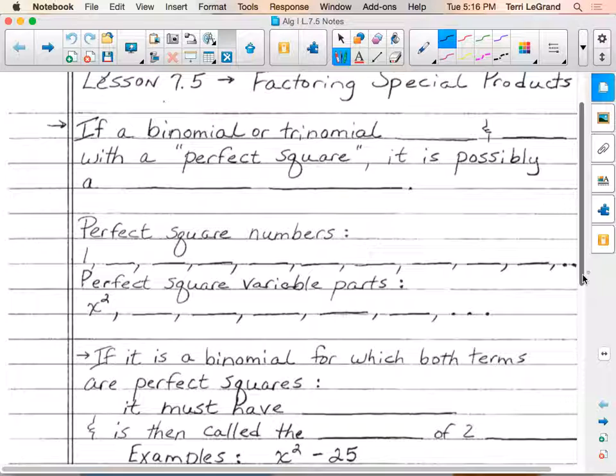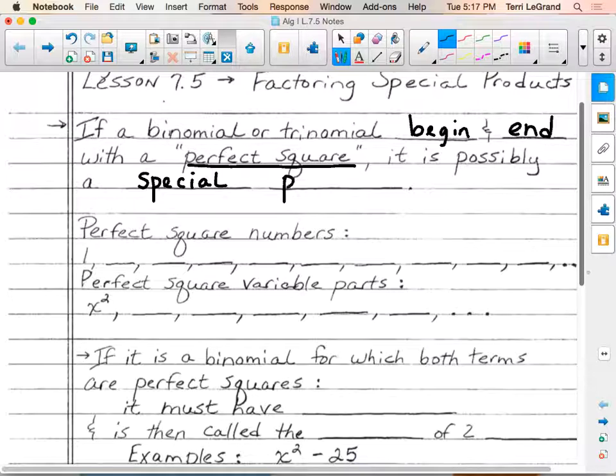So if we have a binomial or a trinomial, it doesn't matter which one, if they begin and end with a perfect square, and this is important, if they begin and end, so in a binomial, both terms would have to be perfect squares. In a trinomial, the first and the third terms would have to be perfect squares. Then it is possibly a special product.